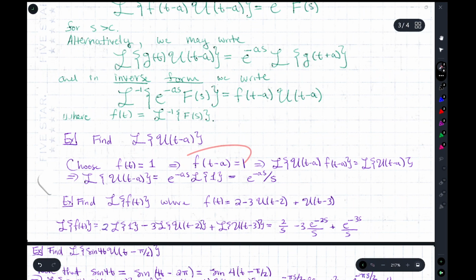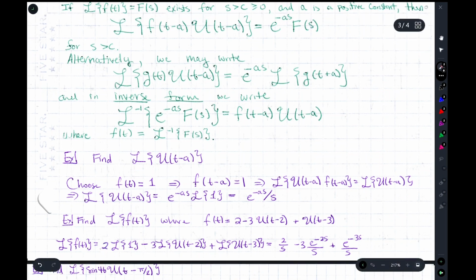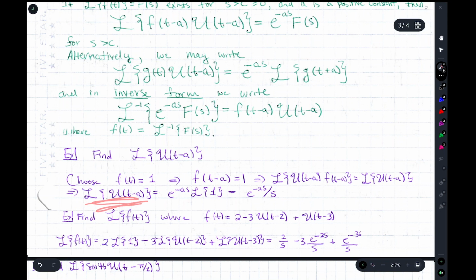And if you take the constant function and you translate it a units to the right, it's still the constant function 1. And so we have that the Laplace transform of this, which is what we're trying to solve, is equal to this, okay? And so, using this theorem, we have that the Laplace transform of u of t minus a is going to be the Laplace transform of lowercase f, which is 1 here, times e to the minus as. And we know the Laplace transform of 1 is 1 over s, and so we get that.